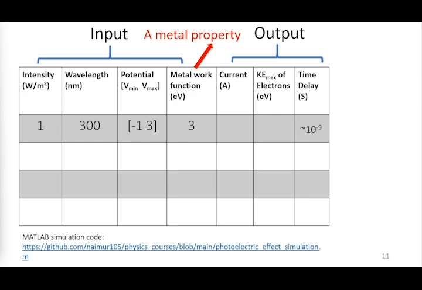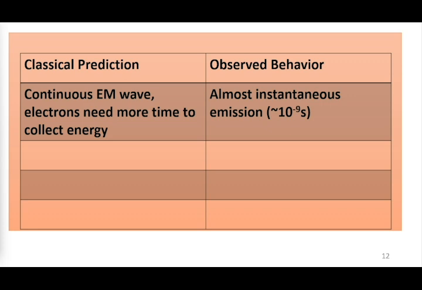Now, the first thing I want to mention here is that for all the photoelectric effects that will be observed, the time delay will look similar to this. It's an extremely small moment, which is of the order of 1 nanosecond, which is almost negligible. So the first observation is that the time it takes the electron to leave this metal surface is almost instantaneous, which contradicts the classical electromagnetic wave point of view, in which electrons need more time to collect energy, since light is a continuous electromagnetic wave.